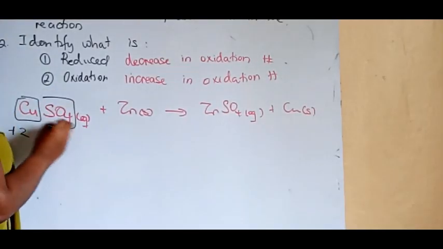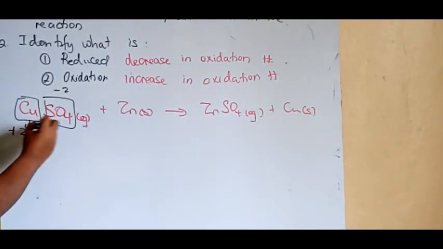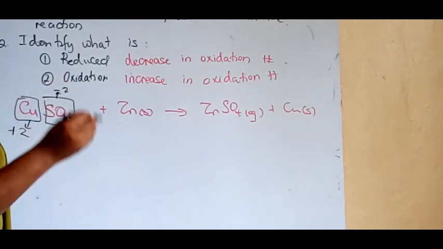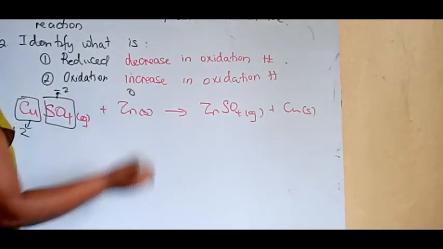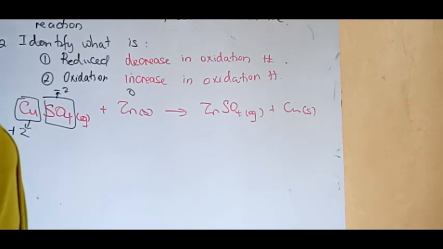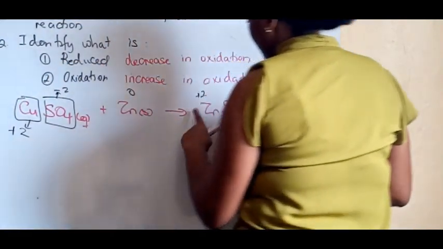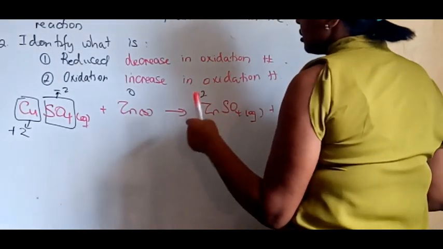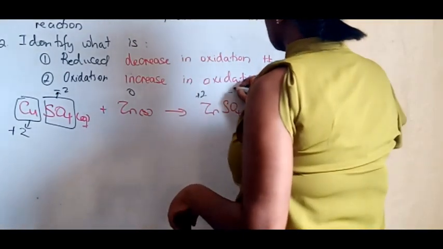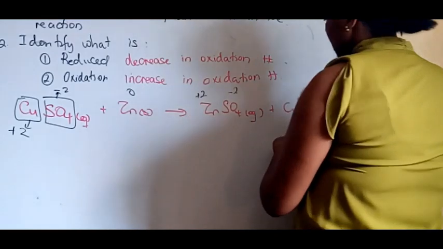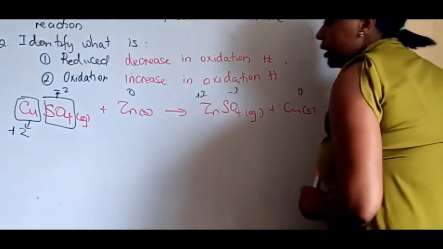Sulfate is negative 2. So this is the oxidation number for that. Zinc is in its elementary state, so its oxidation number is 0. In this compound, the oxidation number of zinc is going to be 2 plus, because the charge on zinc is 2 plus, and sulfate is going to be minus 2. Copper is in its elementary state, so its oxidation number is 0.